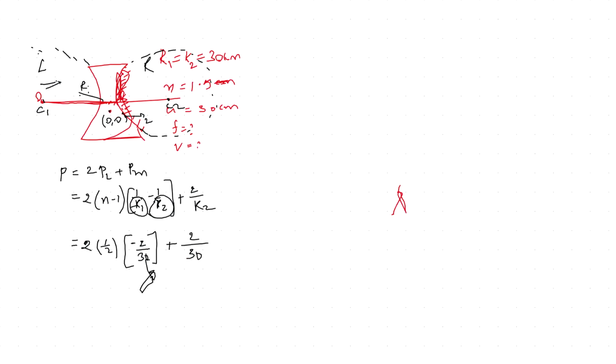So 2 get cancelled. That is equal to minus 2 by 30 plus 2 by 30. So that is equal to 0. That means focal length is infinity. In this case, focal length is infinity means it behaves like a mirror, a plane mirror.